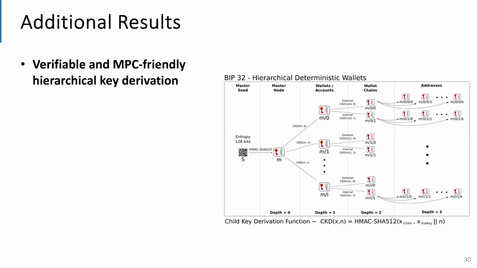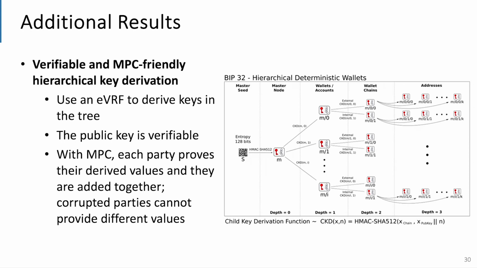BIP derivation, this is the way BIP derivation looks. It's this tree and it's based on HMAC SHA. But we can do this using the eVRF instead in order to do the derivation of each step. What are the advantages of this? Firstly, the public key is verifiable. So if I'm giving you a key, which I'm deriving in BIP32, you know that it's derived correctly.